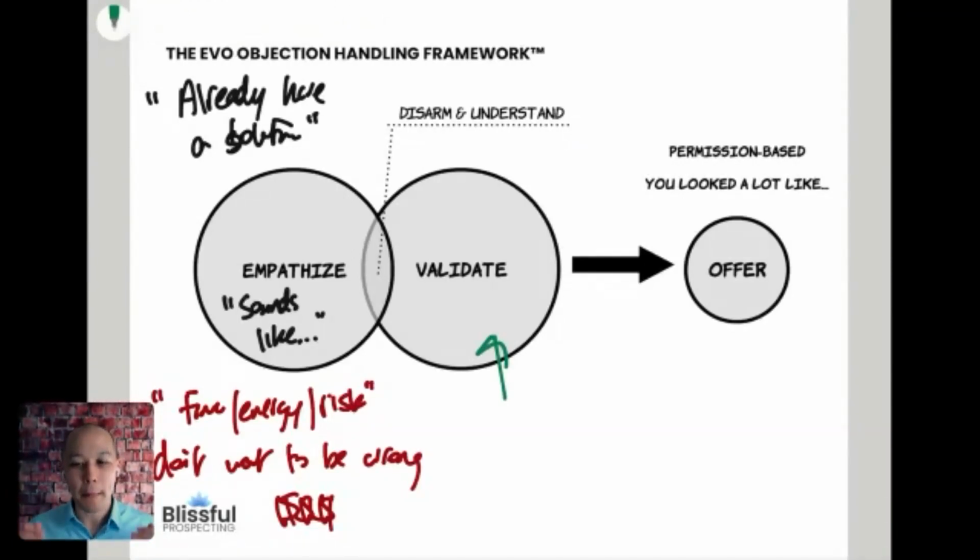So I'm going to, again, make them feel like it's perfectly okay that they don't want to talk to me because they already have a solution in place. Sounds like you might be taken care of. And you know what? Change takes a lot of time and energy, and there's certainly risk in changing solutions. I'm just going to validate that. Totally understandable since, as you know, it takes a lot of time and energy, and there's some risk associated with changing.